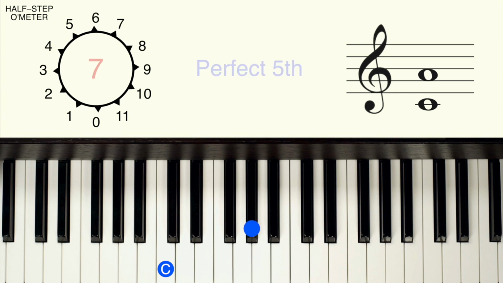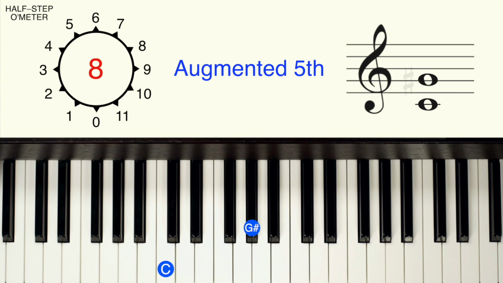1 half step bigger, C up to A flat, and we have a minor sixth, 8 half steps. A minor sixth is enharmonic with an augmented fifth. Change the top note from A flat to G sharp, and we now have to call it an augmented fifth.